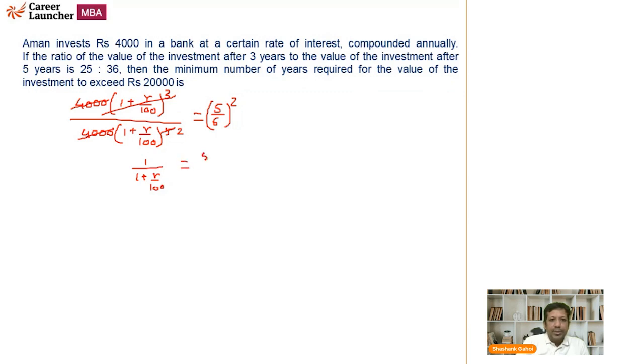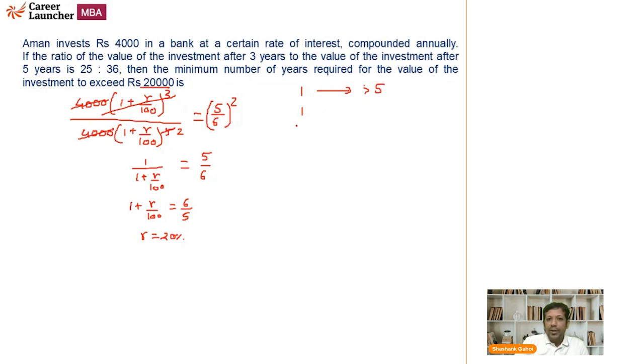That is equal to 5 by 6. So I can say 1 plus r by 100 is equal to 6 by 5. So I can say that the rate of interest is 20%. Now the question is saying that the amount exceeds by 20,000, which means the amount should be greater than 5 times, right? So basically, if you are investing 1 rupee, after how much time does it become greater than 5? This is what we are talking about.